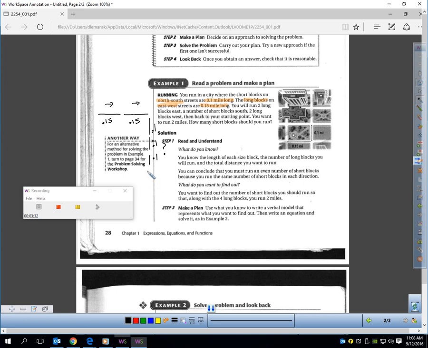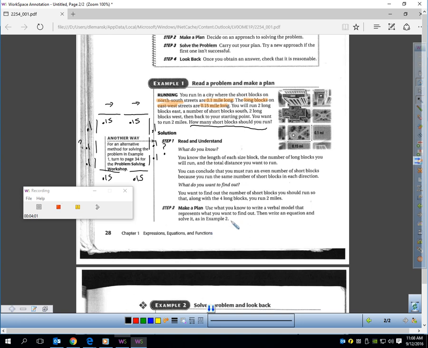Then we're going to go back west, 2 more of these long blocks, and then we're going to go back north. Now we don't know how many blocks we ran. We know each one's 1/10 of a mile, but we don't know how many. I'll put a little variable there. Okay? And when the whole thing's done, we want to run 2 miles. Okay? So here's what I know. The question is, how many short blocks should I run? You know, what would be the answer to that?